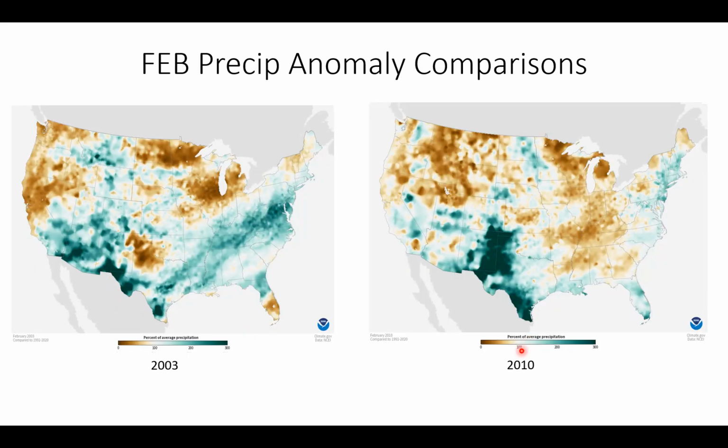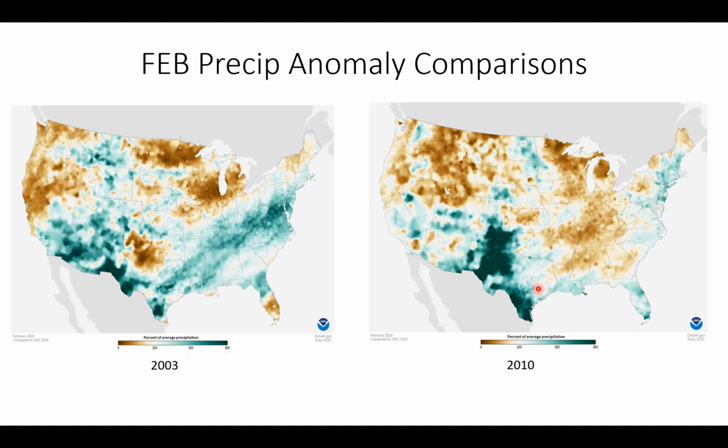Looking at the precip anomaly comparisons, February 2003 on the left, wetter than normal conditions across the Mid-Atlantic, wetter than normal conditions across the desert Southwest, into the El Paso area of Texas, right on down to South Texas. Drier than normal in the upper Midwest, drier than normal in the northern plains, and then drier than normal along the U.S. West Coast, including the Pacific Northwest back in February 2003.